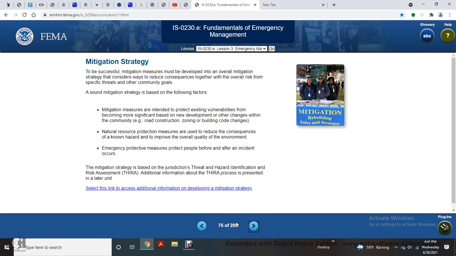To be successful, a community must develop an overall mitigation strategy that considers how to reduce the consequences together with the overall risk of specific threats and other community goals. A sound mitigation strategy is based on the following factors. Mitigation measures are intended to protect existing vulnerable areas, which become more significant with new development and other community changes such as road construction, zoning, and building code changes. Natural resource protection measures are used to reduce consequences of known hazards and improve the overall quality of the environment. Emergency protective measures protect people before and after an incident. Mitigation strategies are based on the jurisdictional threat and hazard identification and risk assessment. Additional information on the threat and hazard identification and risk assessment process is presented in a later unit.